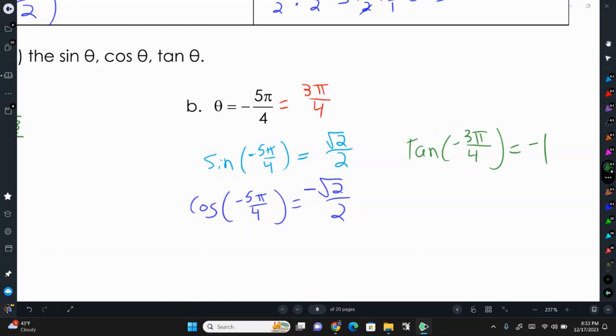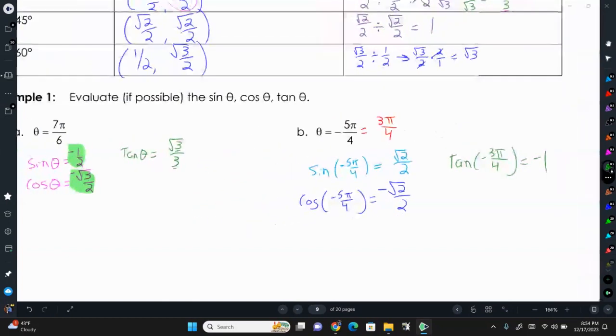So the more that you manipulate these unit circle values, the more patterns you will see. You'll probably see some that I'm not even aware of. If you do, please let me know. I'd like to learn them. But just make sure that you are studying your unit circle so that you are able to recall these values quickly.